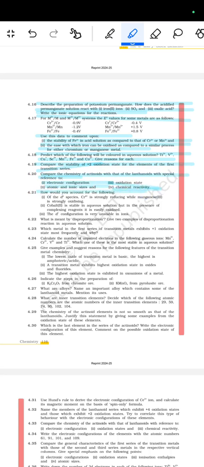How would you account for the following? Cr2+ is strongly reducing while manganese(III) is strongly oxidizing. Cobalt(II) is stable in aqueous solution, but in the presence of complexing reagents it is easily oxidized.